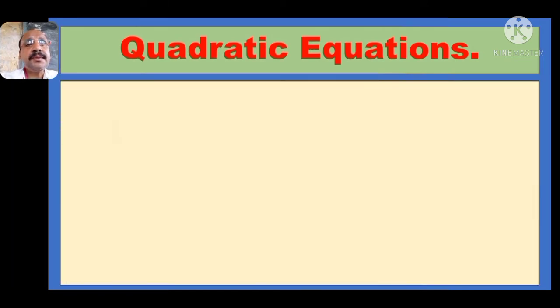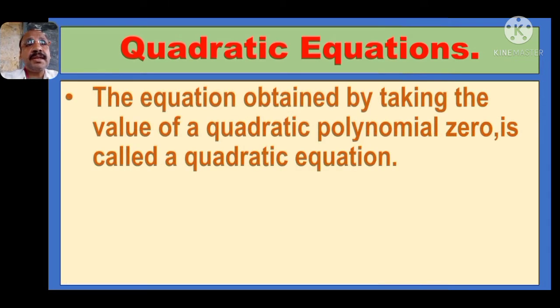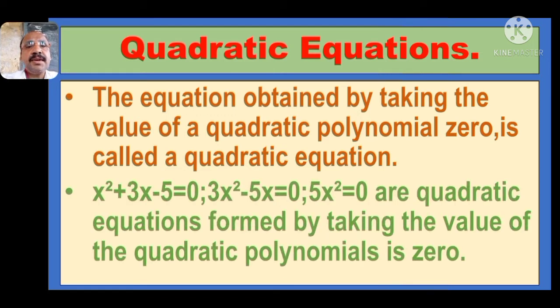Now, what are quadratic equations? The equation obtained by taking the value of a quadratic polynomial as 0 is called a quadratic equation. Here x² + 3x - 5 = 0, 3x² - 5x = 0, and 5x² = 0 are quadratic equations formed by taking the value of the quadratic polynomials as 0.